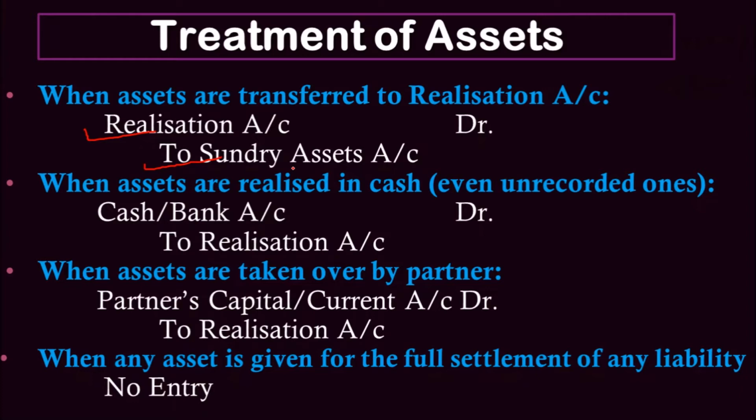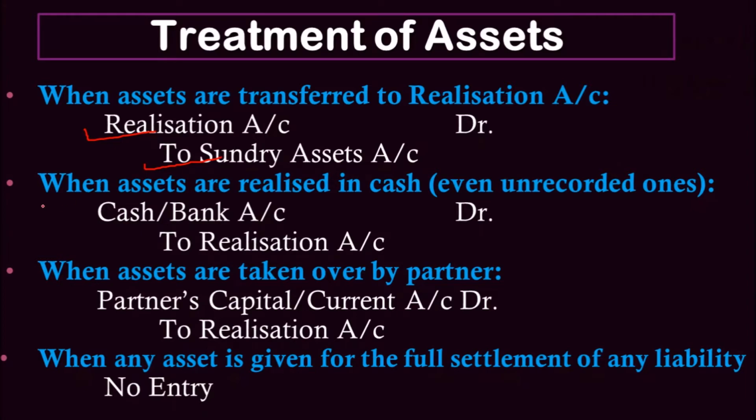You can do one thing. Instead of passing every single and multiple entries for the same, you can pass one compound entry, adding all the amounts in the debit side of the realization account. Here in the debit side on the name of realization account, and the particular assets' amounts will be there in the credit side. Understood the point?